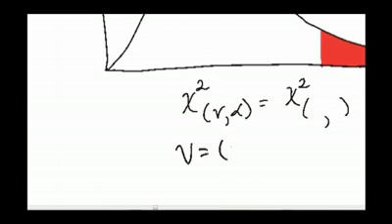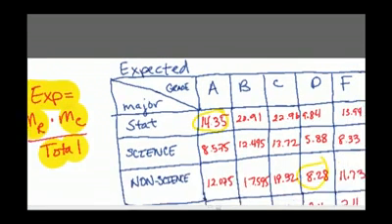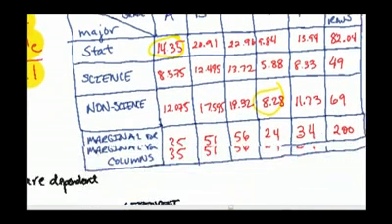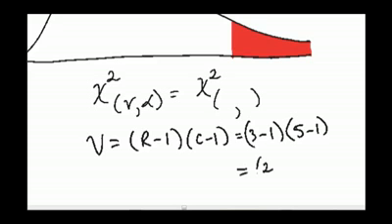It becomes the number of rows minus 1 times the number of columns minus 1. So in this case, that's 3 minus 1 for the number of rows, and 5 minus 1 for the number of columns, which gives you 2 times 4, which is degrees of freedom of 8.